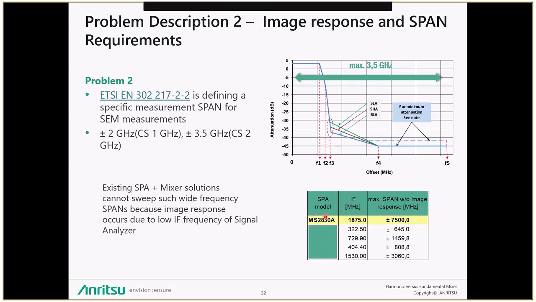Only the Anritsu MS2830 is able to sweep up to a 3.75 GHz span without any image response due to the high IF frequency. And we can even double this span up to 7.5 GHz if we use one of these functions already mentioned in the previous slide.